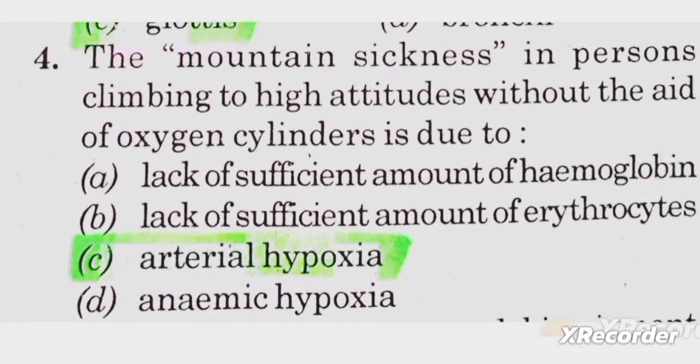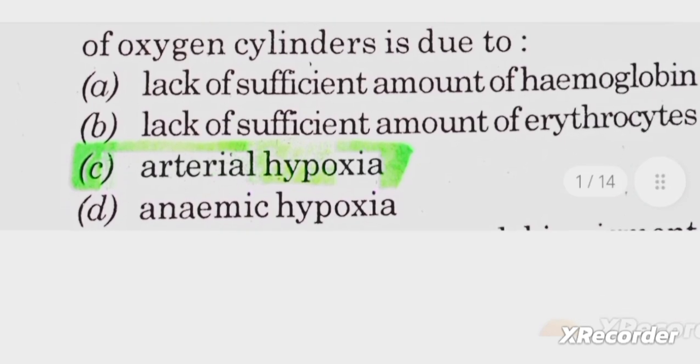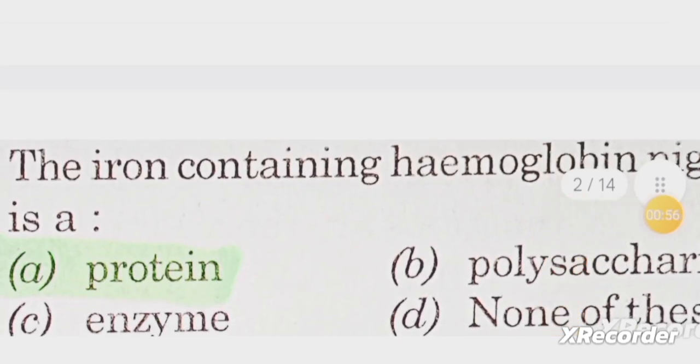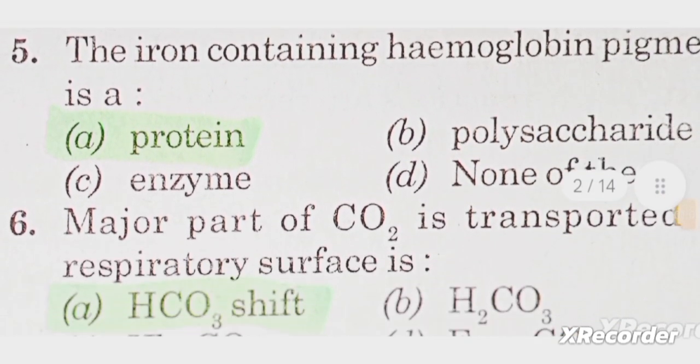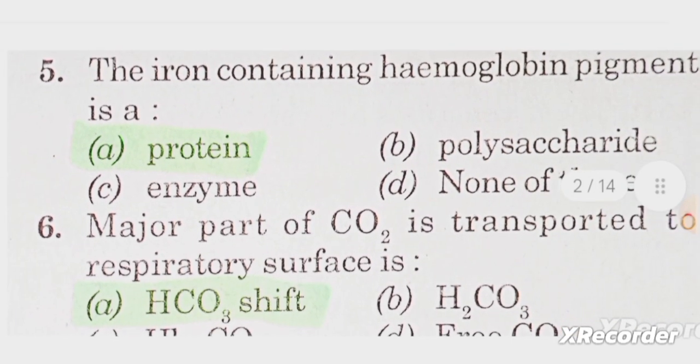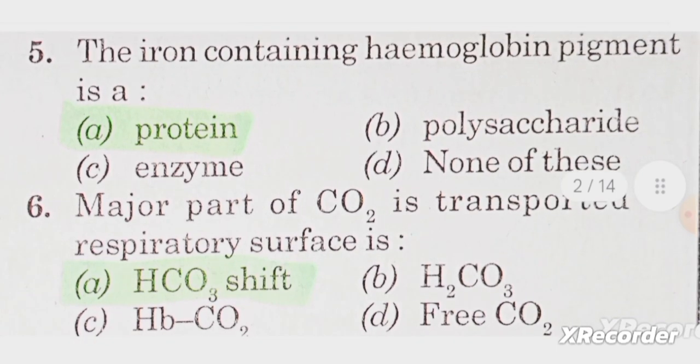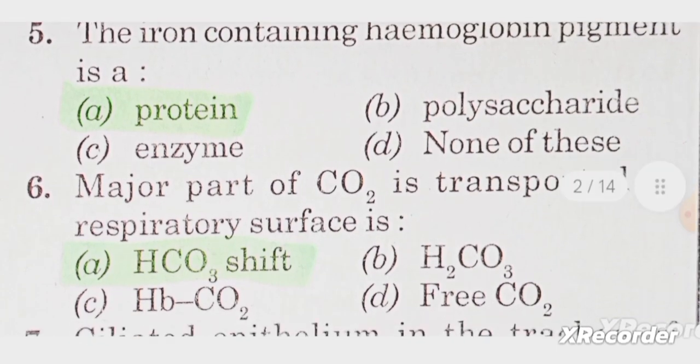The mountain sickness in a person climbing to high altitudes without the aid of oxygen cylinders is due to answer C, atrial hypoxia. Next, the iron containing hemoglobin pigment is answer A, protein. 6. Major part of CO2 is transported to respiratory surface as answer A, HCO3 shift.